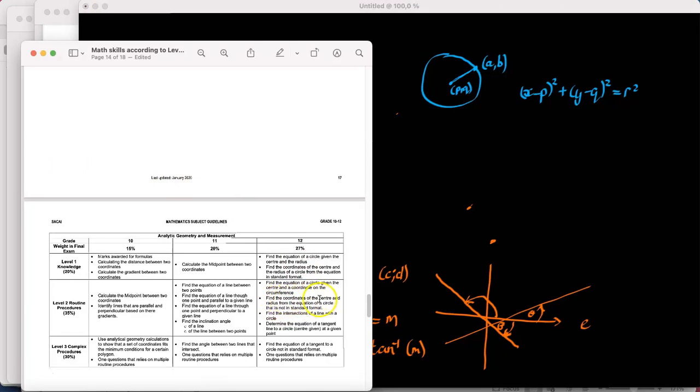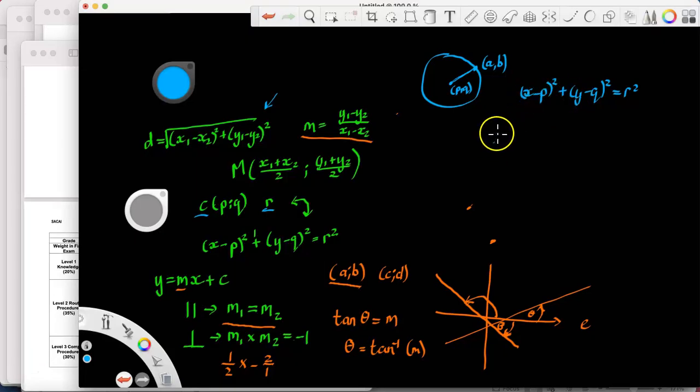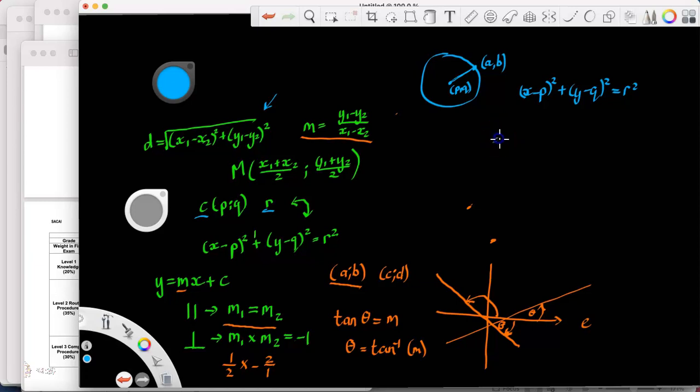Find the coordinates of the center and the radius from the equation of a circle that is not in standard format. Oh wow, what do they mean by that? Well, if I multiply this out, let me quickly show you. I get x squared minus 2px plus p squared plus y squared minus 2qy plus q squared is equal to r squared. Now in this, p and q are real numbers, normal numbers. Sorry, I need an x here and a y there. Apologies for that.